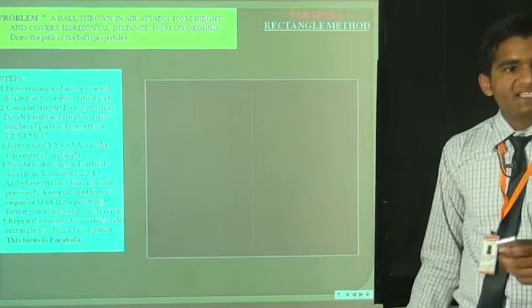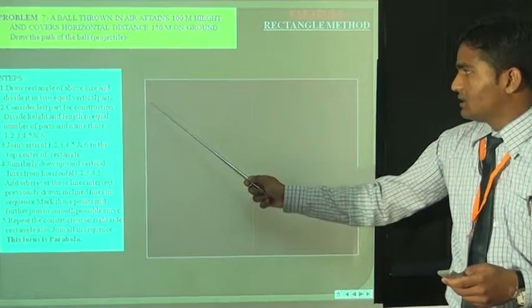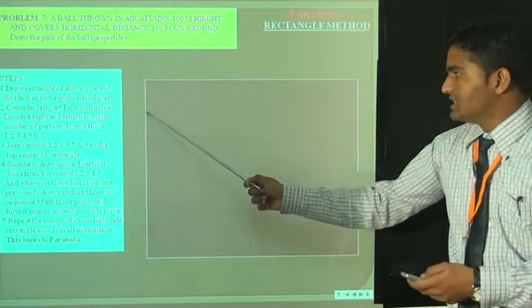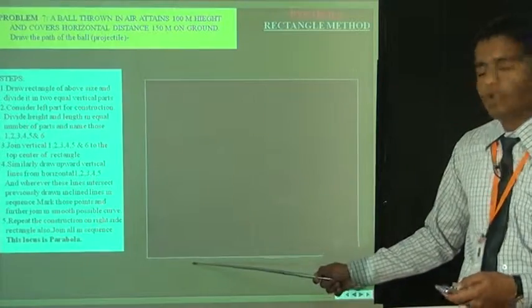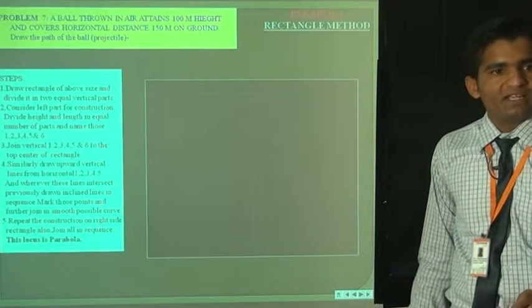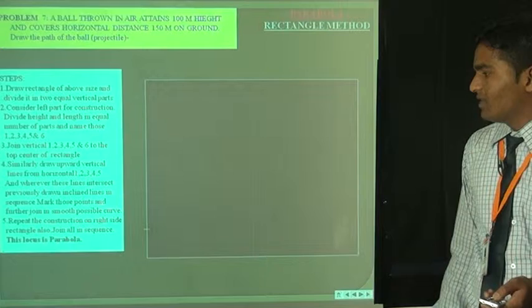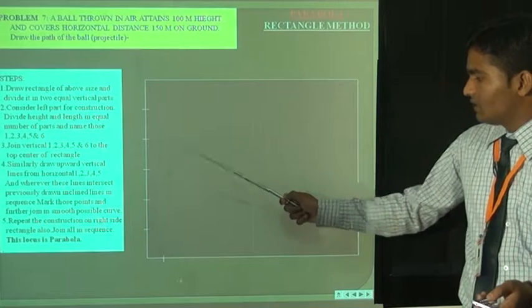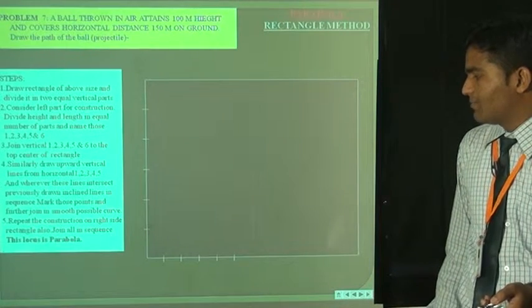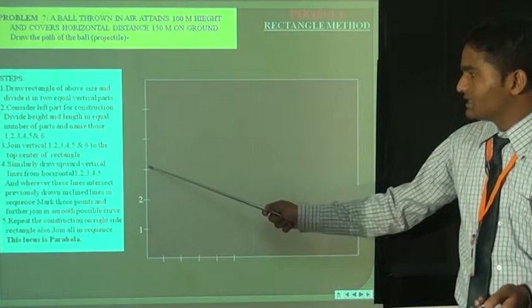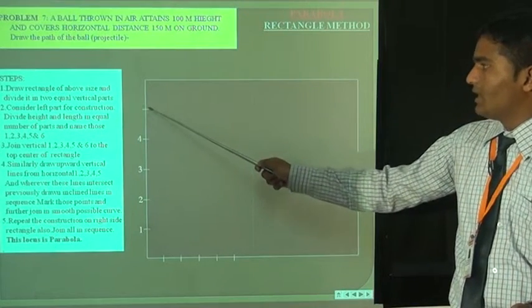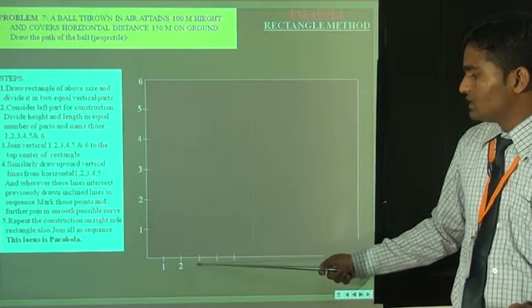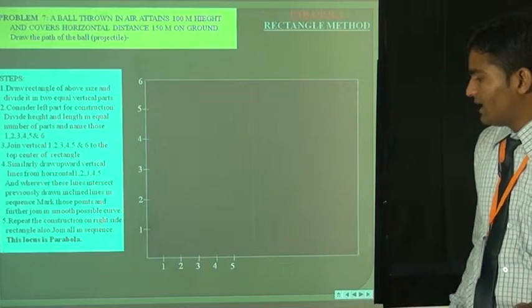The next step is to divide this vertical line and horizontal line into equal parts. Here we divide this line into 6 equal parts and this line also into 6 parts. So let's do it like that. Divide this line into 6 equal parts, and give its names as 1, 2, 3, 4, 5 and the last one is 6. The same here: 1, 2, 3, 4, 5 and 6.